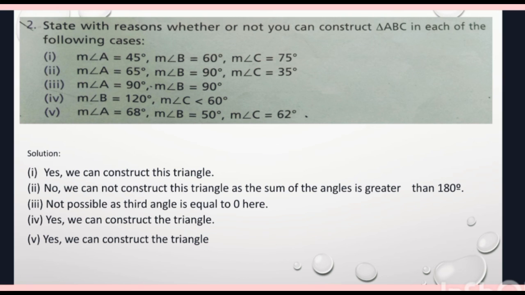Part 4 is measurement of angle B equals 120 degree and measurement of angle C is less than 60 degree. So yes, we can construct this triangle. If angle B is 120 and angle C is less than 60, then angle A can be found accordingly. Then part 5 is measurement of angle A equals 68 degree, angle B equals 50 degree and angle C equals 62 degree. The sum of all these angles equals 180 degree. Hence we can construct this triangle as well.